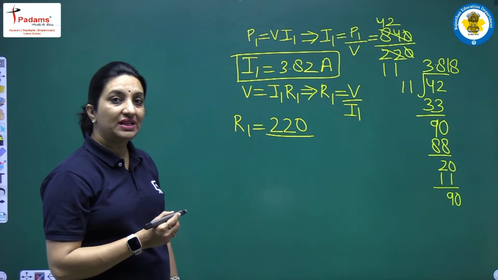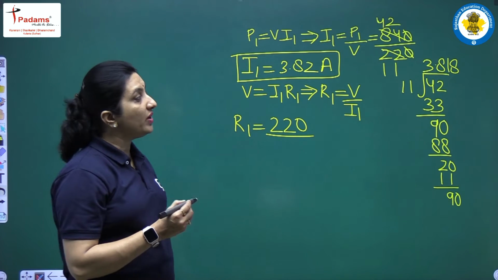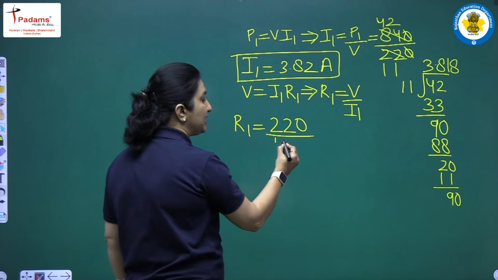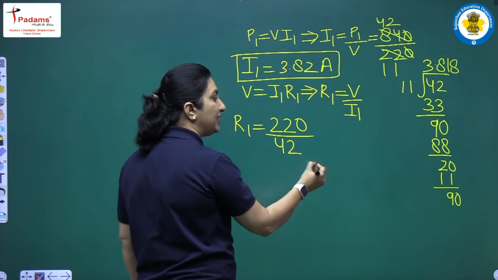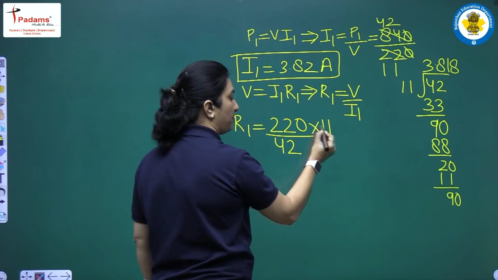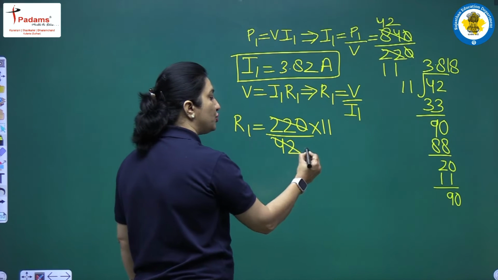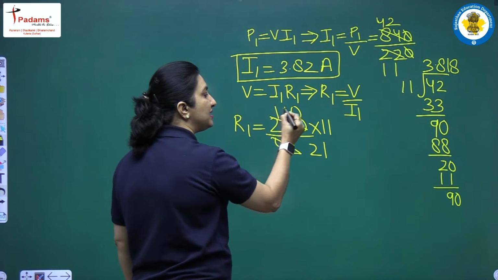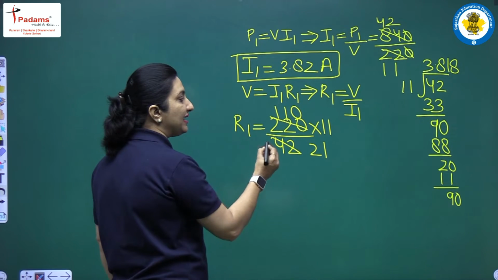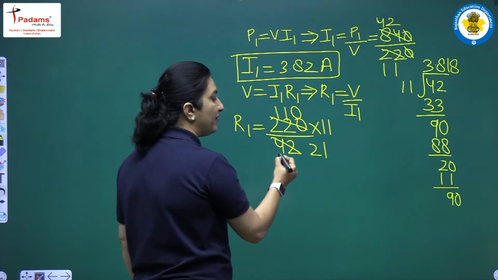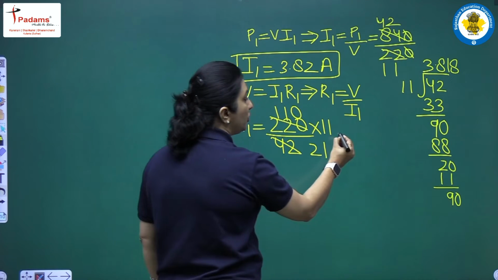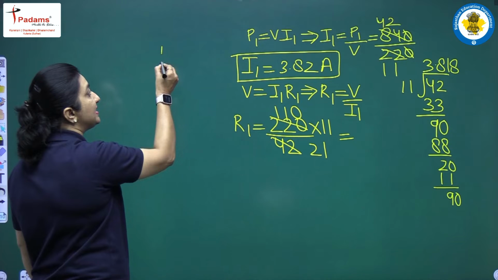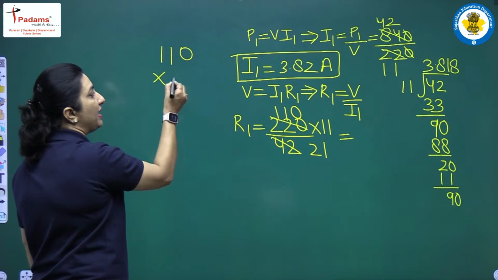If we are not comfortable with the decimal numbers, then we can use 42 upon 11. So here I can write 42 divided by 11, then the 11 will go up. Here I can cancel this by a 2. So 2 2s are 4, 2 1s are 2, and a 0 over here. So what I get is 110 multiplied by 11 upon 21.